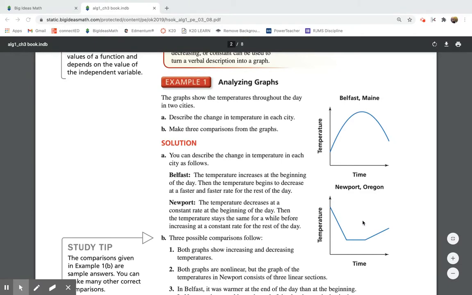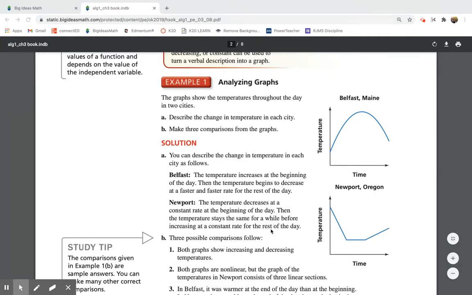So then for Newport, you would say the temperature decreases at a constant rate because it is a straight line. That means it's constant, okay? Or it's at a constant rate. It could be it's dropping 1 temperature every hour. Who knows? So then the temperature stays the same for a while. So that's what that would mean. It stays the same. There's no change, which means it's constant. Then the temperature increases at a constant rate for the rest of the day. They even said the temperature stays the same for a while before increasing at a constant rate for the rest of the day. So you're just kind of having to describe the line.